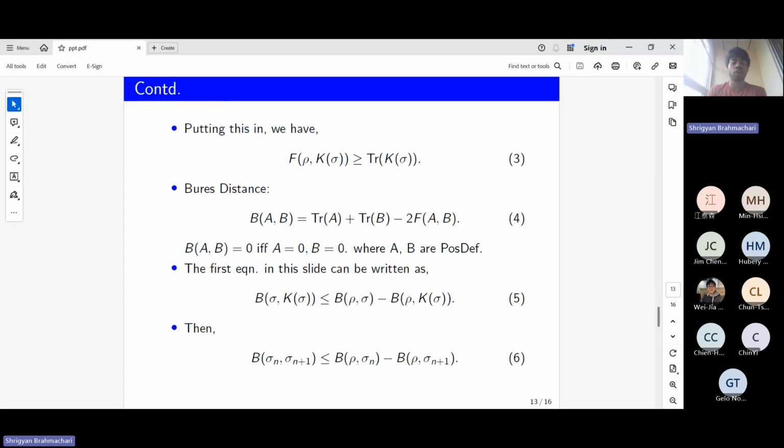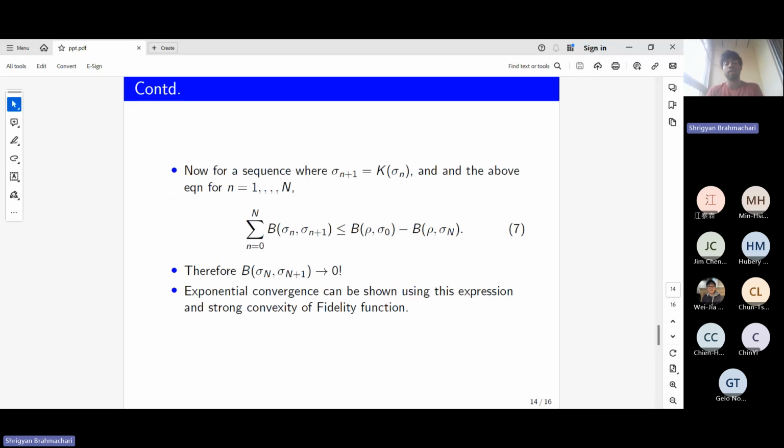It looks simple here, but it took a long time to figure out how to prove this. So that's the general idea of how we prove 3. And after 3, if you do some basic algebra, you end up getting 5. Then you have this property, and the rest of the proof just follows. So this is the end of the proof for convergence. I'm not discussing the proof for exponential convergence. You just have to take my word for it. It's in the paper. It uses the same equation, and then it uses strong convexity of the fidelity function.